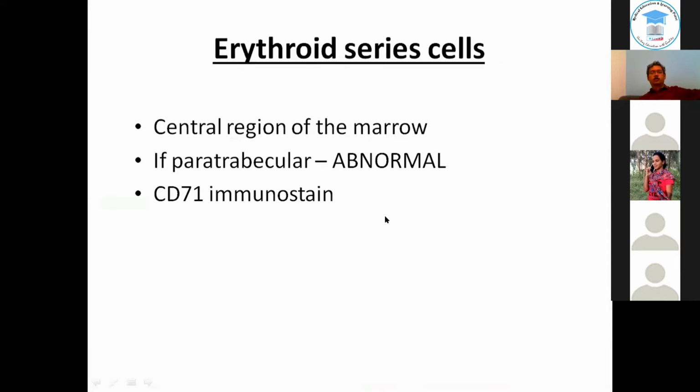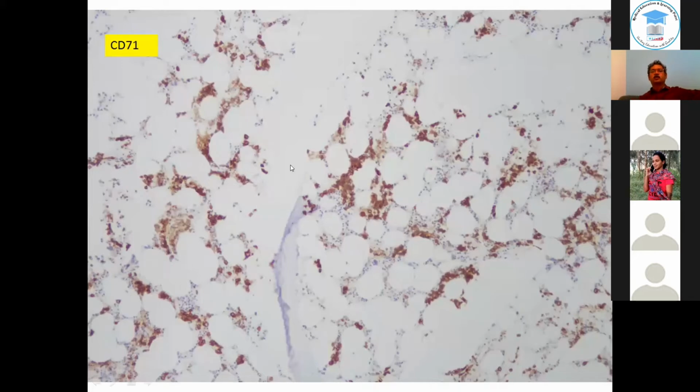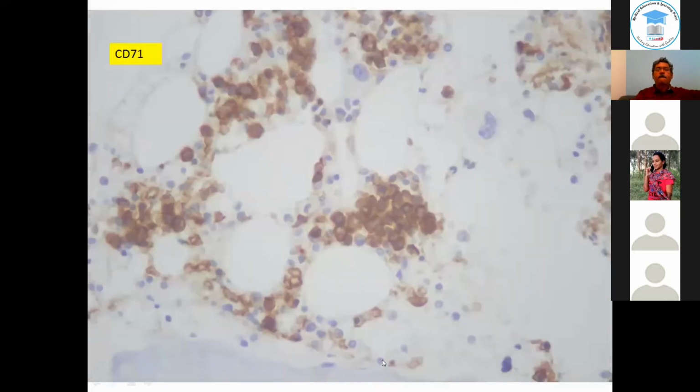Erythroid series cells are what you would see in the bone marrow, and they are seen largely in the central region of the marrow. If they are paratrabecular, by and large, they are abnormal. CD71 immunostain helps pick up erythroid series cells if you're not sure about what a particular cell or particular series of cells is. And this is what a CD71 would stain like. Okay, and you can see this is the bony trabecula and it's in the center. Again, a higher power of a CD71 immunostain showing erythroid cells. Very often you don't need a CD71, you can figure it out on H and E. This has just been done for the sake of teaching.